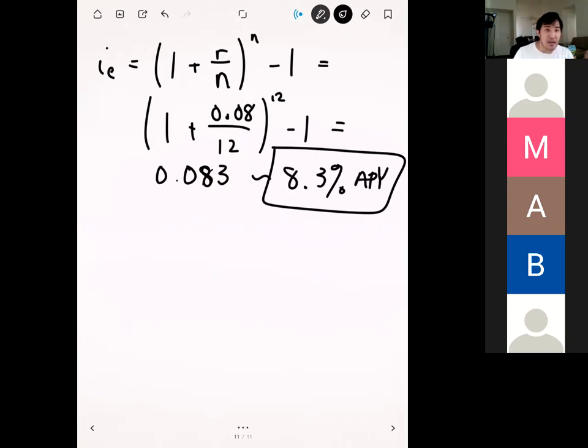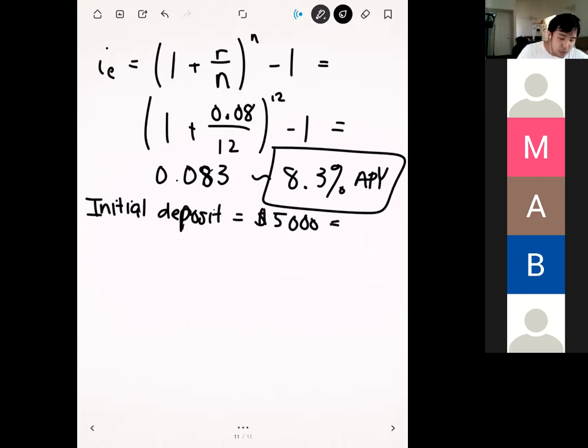Now that we have the actual interest rate, let's go about actually solving the problem. There's a lot going on here, so let's break it down. The first thing we know is that we made an initial deposit of $5,000. In order to make an initial deposit, we need to have this money on hand today. Since this is money we have in the present day, this is our P. So our P in this case is going to be 5,000.